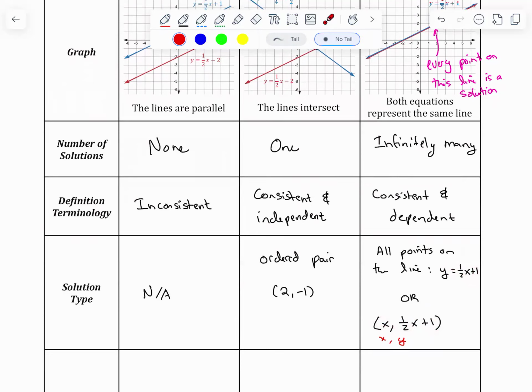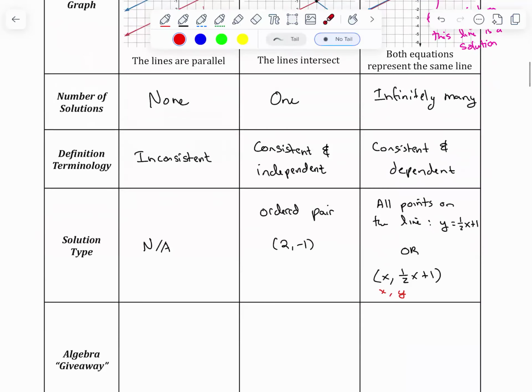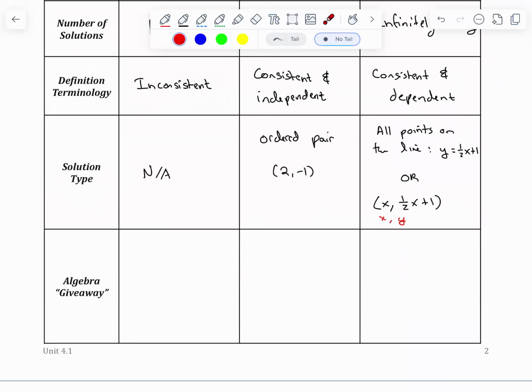There are other ways that mathematicians have written it, and if you go on to linear algebra at some point, they might have you write it in completely different terminology, but that will be sufficient for now. Now, how do I know if I have an inconsistent system or consistent independent or a consistent dependent? Now, if you graph it, you can see it right away. But what would you do if you're going to try and find the solution algebraically? If it's an inconsistent system, the algebra giveaway is that when solving, you get a quote unquote false statement.